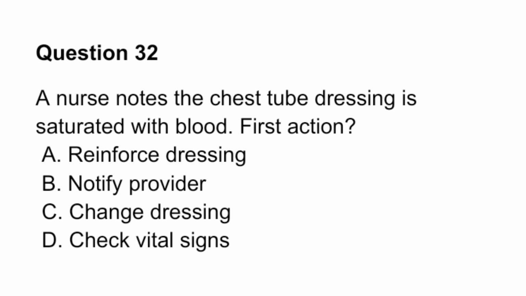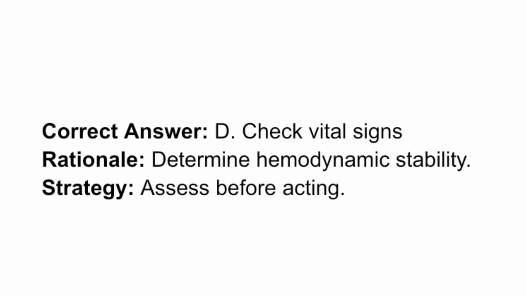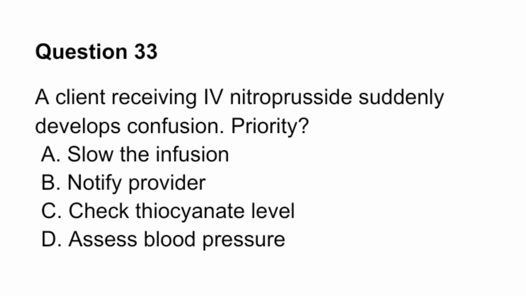Question 32. A nurse notes the chest tube dressing is saturated with blood. First action? A. Reinforce dressing. B. Notify provider. C. Change dressing. D. Check vital signs. Correct answer, D. Check vital signs. Rationale: determine hemodynamic stability. Strategy: assess before acting.